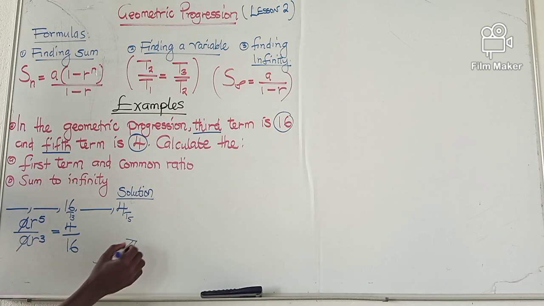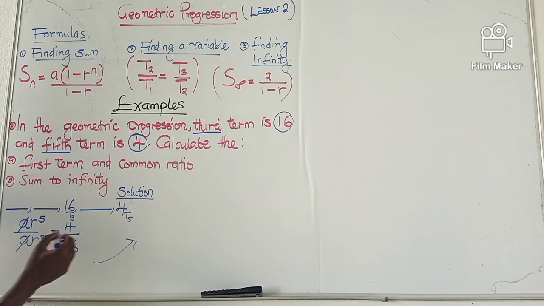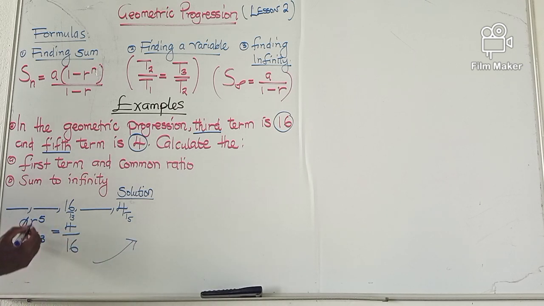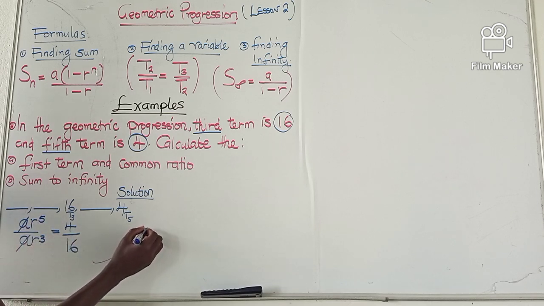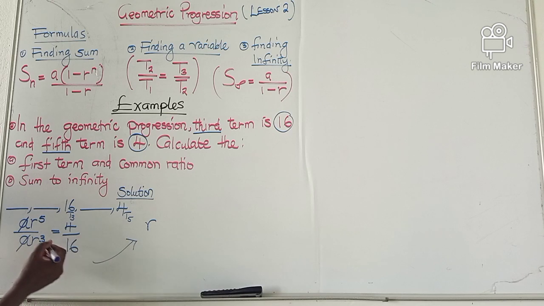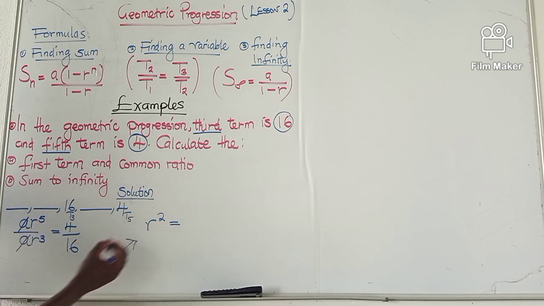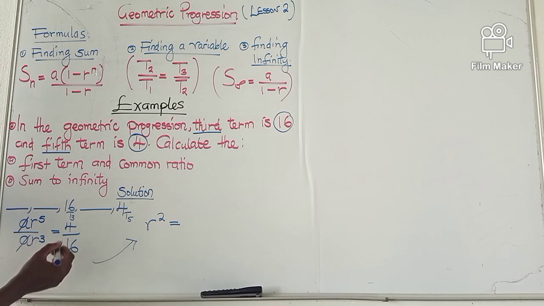So we come this side. So therefore, we're going to have what? Now, when you go back to indices, when the variables are the same and you're dividing, what do you do? You subtract the powers. So here, we're going to have R. From 5 you take away 3, it will be 2. I hope that you have understood there.